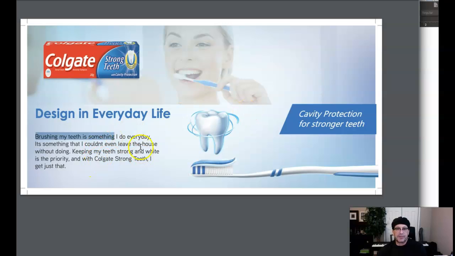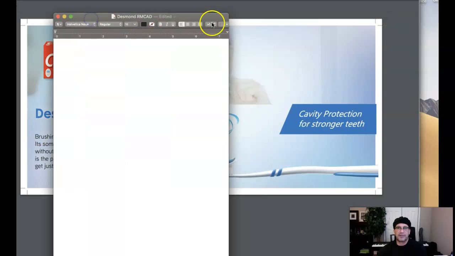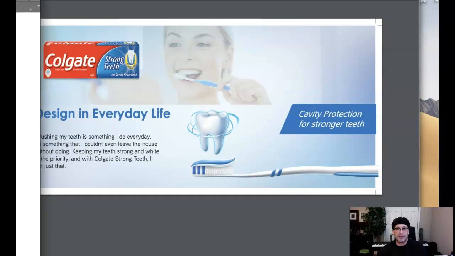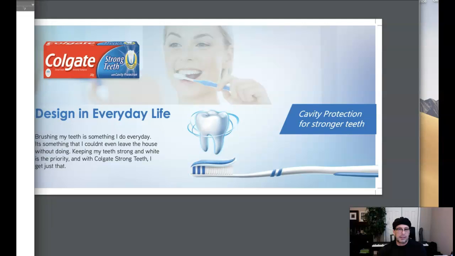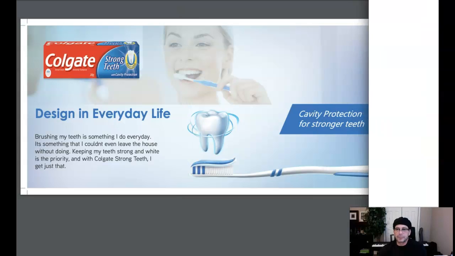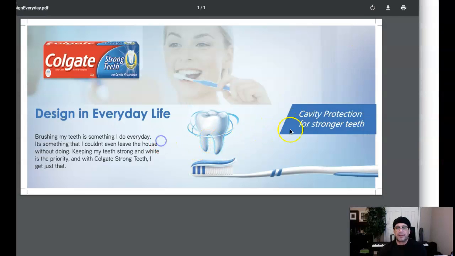Now, the type itself, this looks pretty good. I think you're set pretty good. I think design in everyday life is set pretty good, but we're out of alignment. Let me take my straight edge, and you can see that it's a little bit out of alignment. That D is not in the same margin as the left margin over there, so you want to get that in alignment.